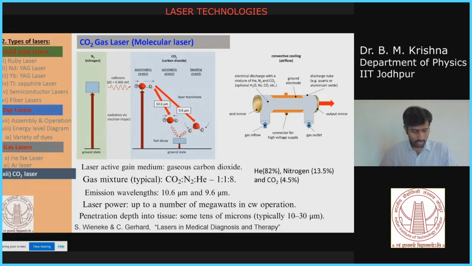With that, we will conclude the different types of lasers. Now you have a very good exposure to the wide variety of lasers available in our current technologies, from solid state lasers to gas lasers, including chemical lasers, Excimer lasers, and different dye lasers.